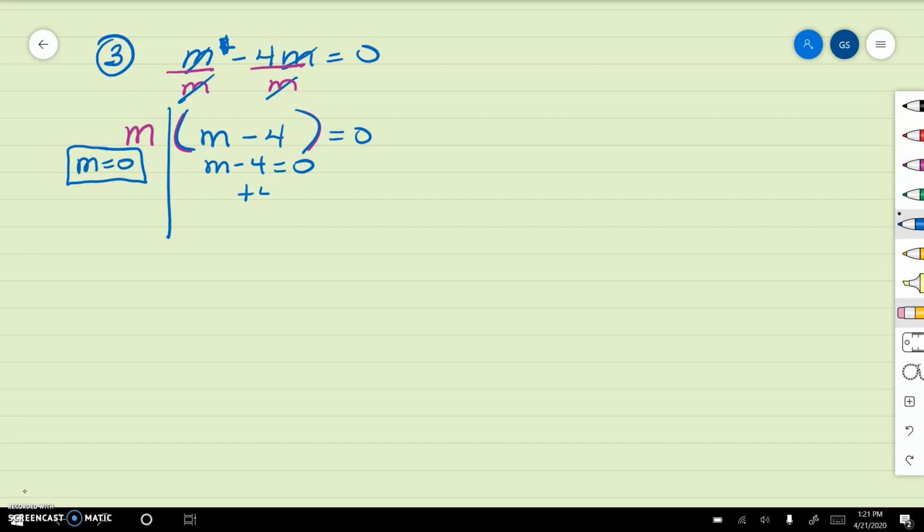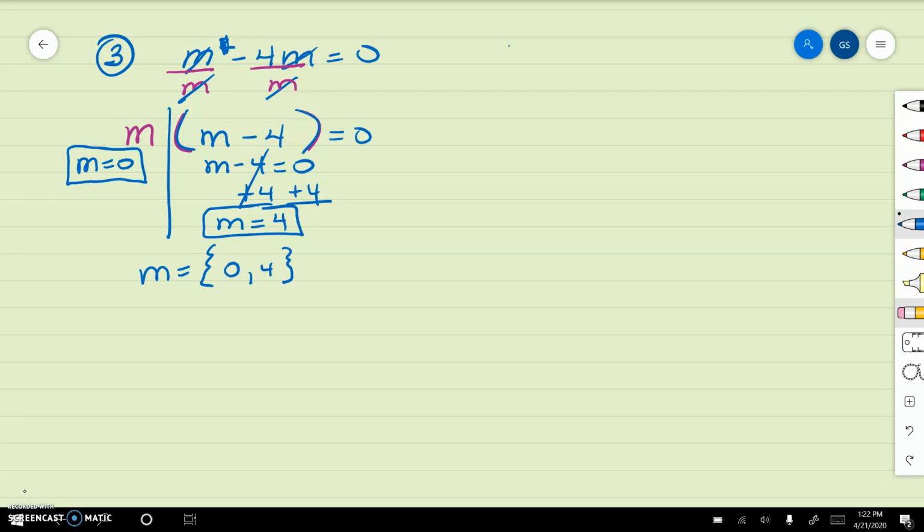The next one, we're going to add 4 to both sides to solve this little equation. And so m equals 4. You have two solutions. m equals {0, 4}. The end. That one was easy factoring if you know how to do GCF factoring. So a lot of this is just practicing your factoring also.